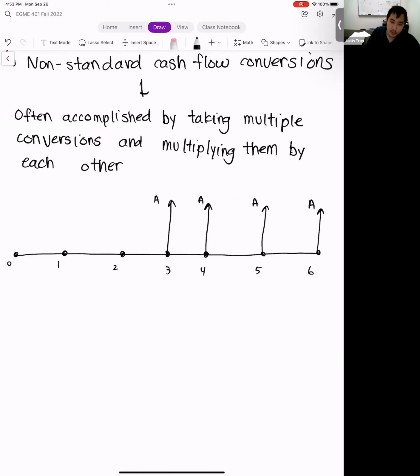And we want to convert this to the equivalent lump sum on year 0, or in other words, the present sum.